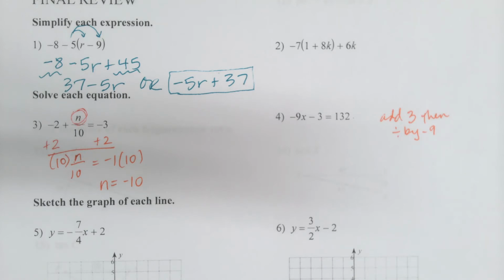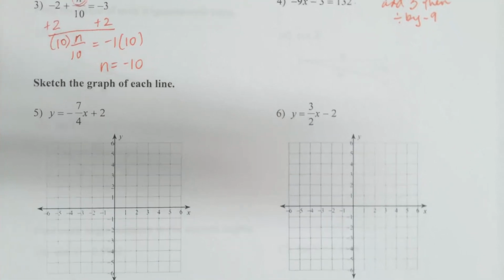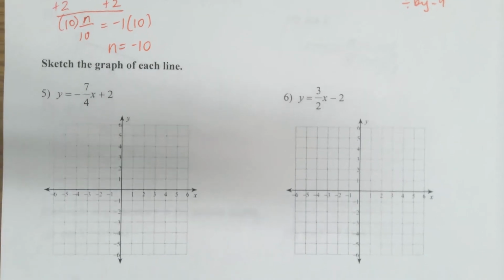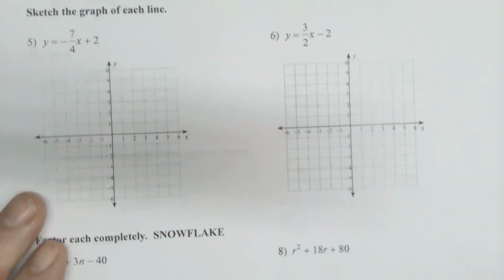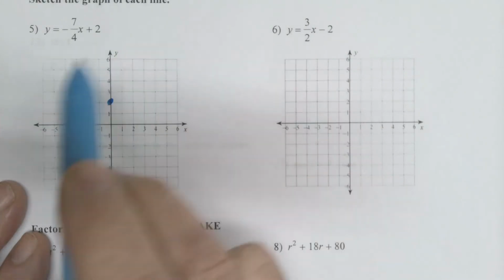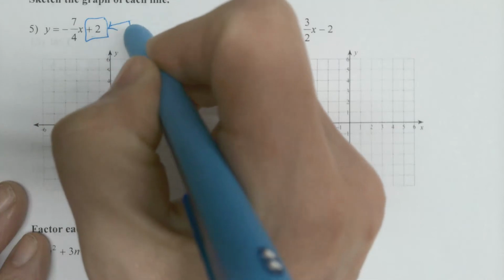And then another thing that we got into is graphing lines. Anybody remember these? Yeah, you start at 2. Start at 2. Go down 7. Yep. Start at 2 on the y. That end number tells you where you go on the y-axis.